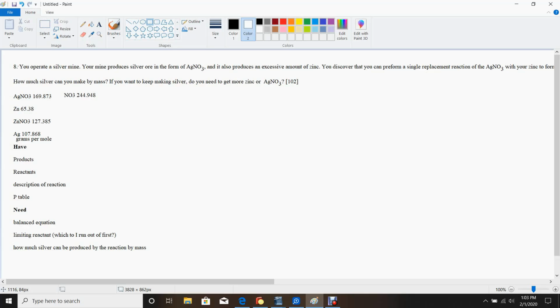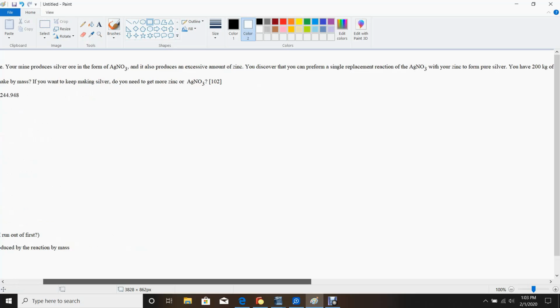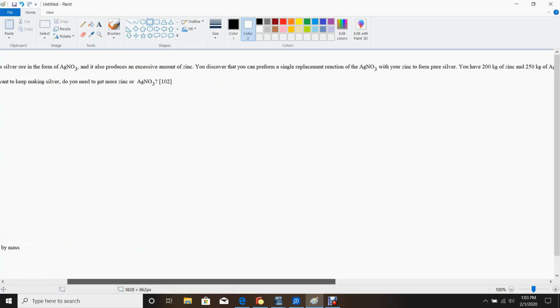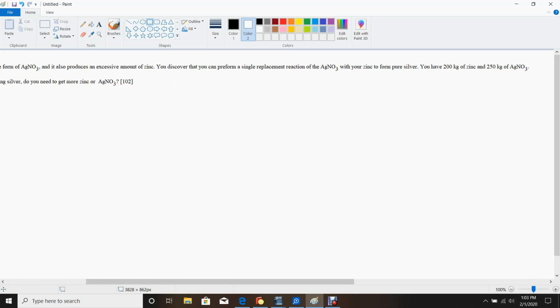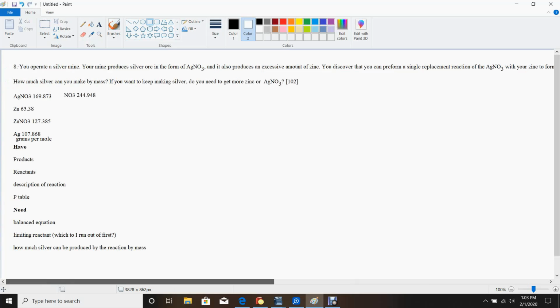And you realize that you can perform a single replacement reaction. I'm just reading the problem now. You can perform a single replacement reaction of your AgNO3 with your zinc and get pure silver. All right, so you have a process now. You can use one of the byproducts of your mine to refine your AgNO3 and get the silver that you're after. That's pretty cool. You have 200 kilograms of zinc and 250 kilograms of AgNO3. How much silver can you make by mass? And if you want to keep making silver, do you need more zinc or more AgNO3?